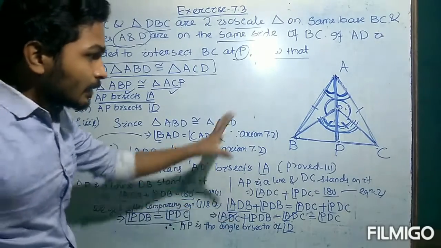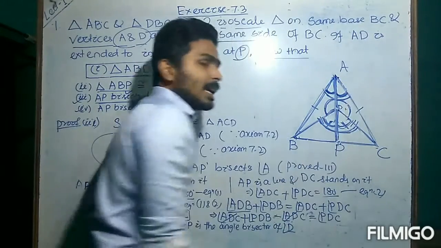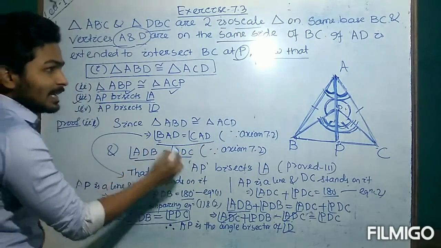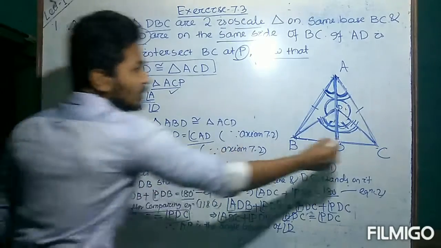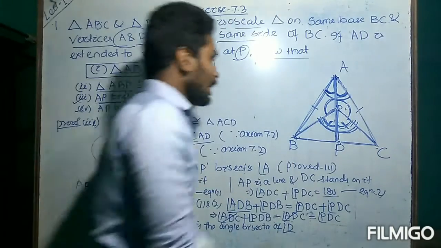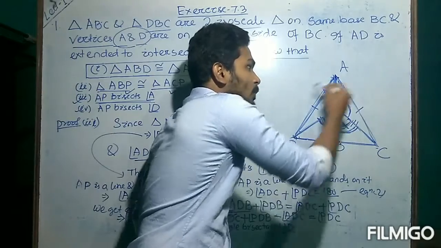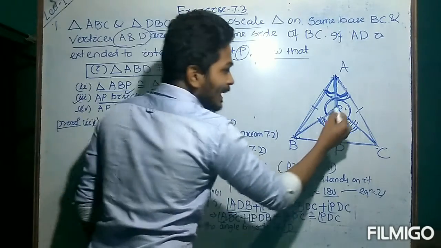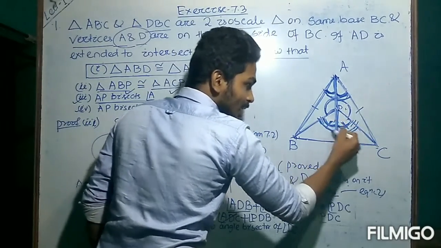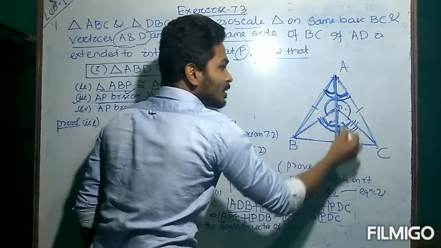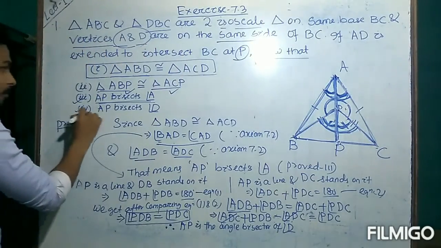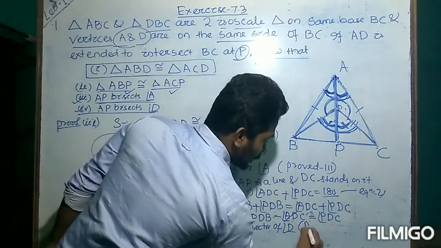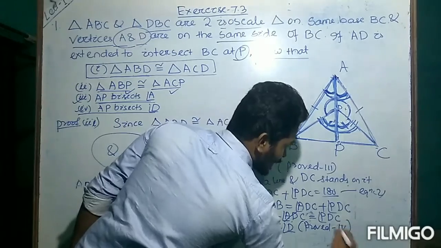Did you get this? Firstly, we have proved that AP is the angle bisector of angle A. How? Since we have found through axiom 7.2 that BAD angle, this angle, is equal to CAD angle. It means this total angle is divided into two equal halves and the two halves are equal. So AP is the angle bisector of angle A. Similarly, we have proved that this angle is equal to this angle. It means the total angle is divided into two equal halves. So AP is also the angle bisector of D, which is the proof for statement 4. AP bisects D. So this is proved for the fourth statement.